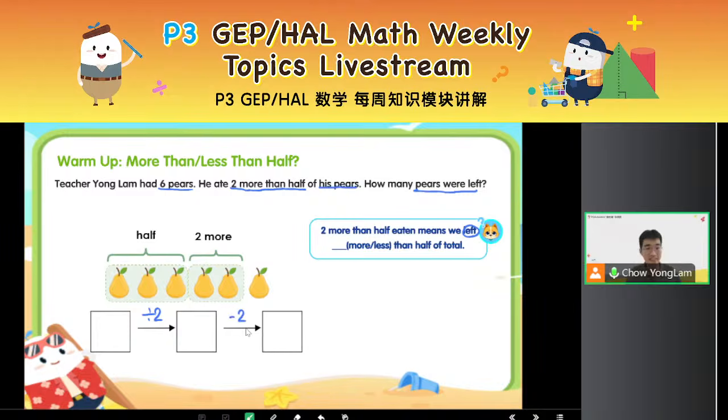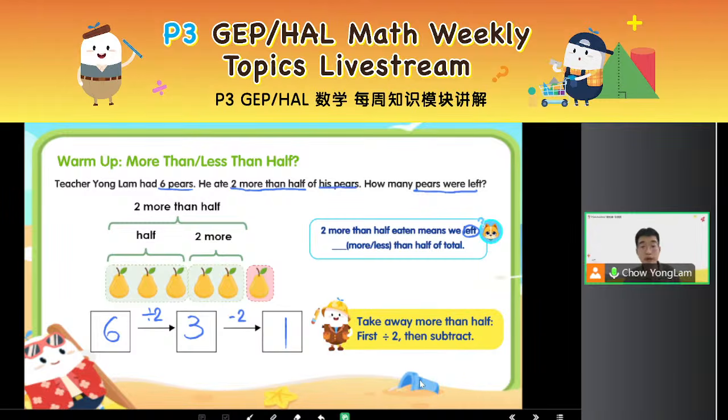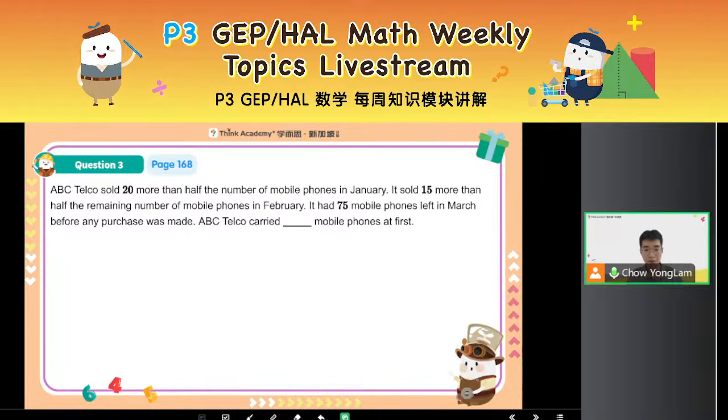In other words, think about it. You take away half already, you still take 2 more. The moment you take 2 more, there is less than the half left over, right? So from 6, divide by 2 is 3. 3 minus 2, you have 1 pair left over, right? So this is 2 more than half. So remember, when we are taking away more than half, first cut half, divide by 2. Then subtract, right? That means you take more away. Okay, so with that, let's look at question 3, shall we?